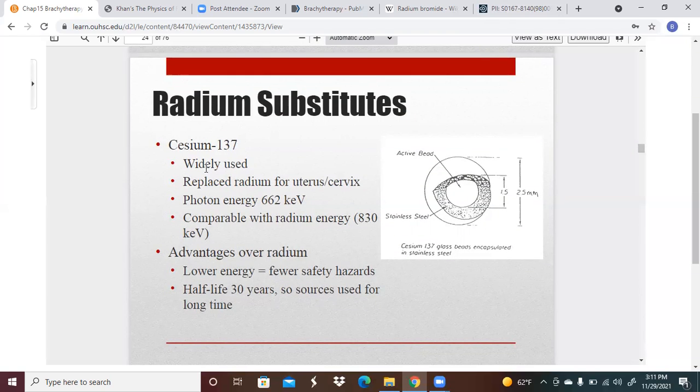So cesium-137, at least at one time, was widely used. It replaced radium for the uterus and cervix. Here's its photon energy for that, and it's comparable with radium, very close to the same energy. The advantages: the lower energy means fewer safety hazards, and you have a half-life of 30 years, so the sources can be used for quite a long time.